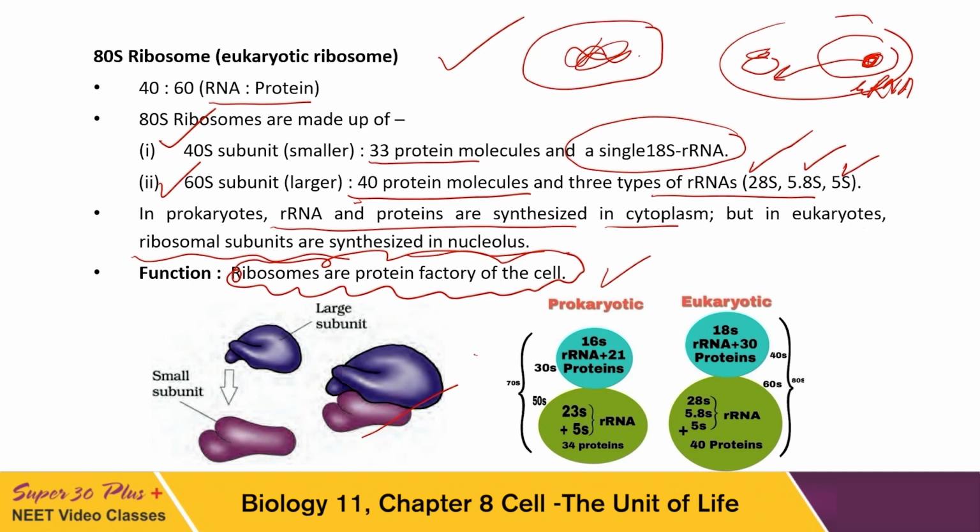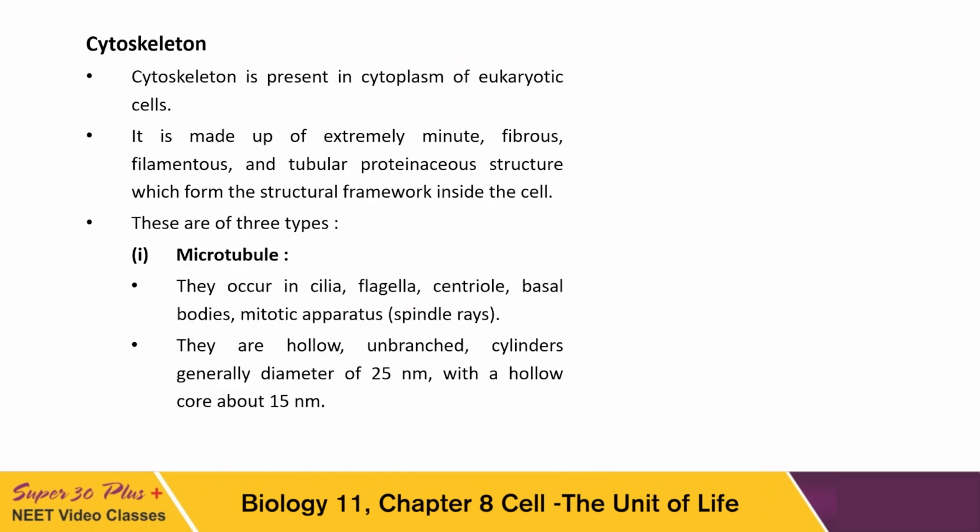In the prokaryotic one, the smaller unit consists of 16S ribosomal RNA and 21 types of protein. The larger unit consists of 23S and 5S ribosomal RNA and 34 types of protein. While in the eukaryotic one, the smaller unit consists of 18S ribosomal RNA and 30 types of protein. In the same way, the larger unit consists of 3 RNAs, 28S, 5.8S, 5S, and it consists of 40 types of protein. Is it okay?